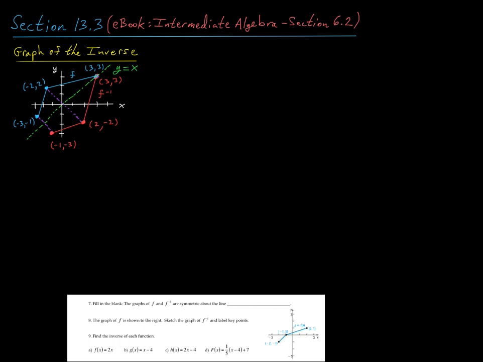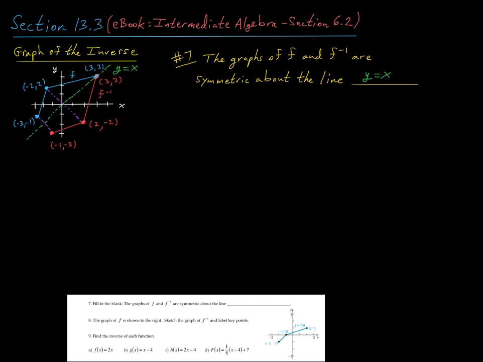All right, so looking at question 7, it says, fill in the blank, the graphs of f and f inverse are symmetric about the line, well, y equals x here, this green diagonal. And then question 8, really similar to what we see right here, it says, the graph of f is shown to the right, sketch the graph of f inverse and label key points.